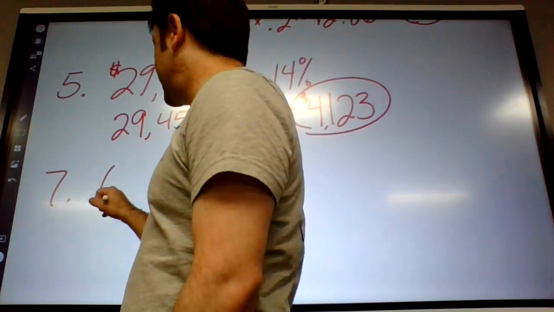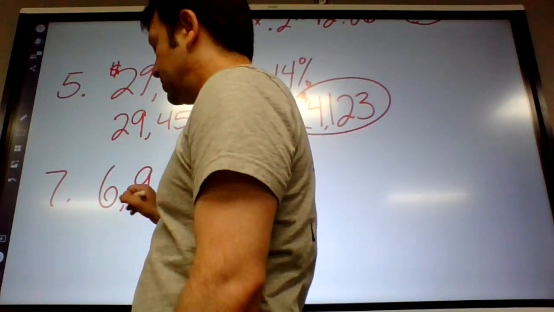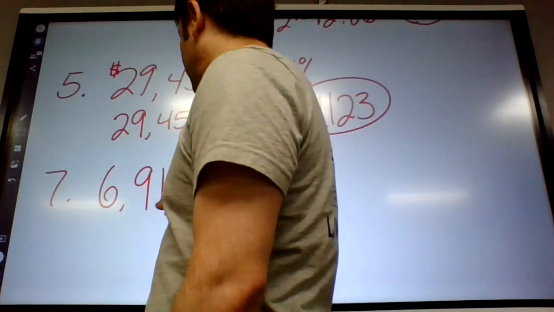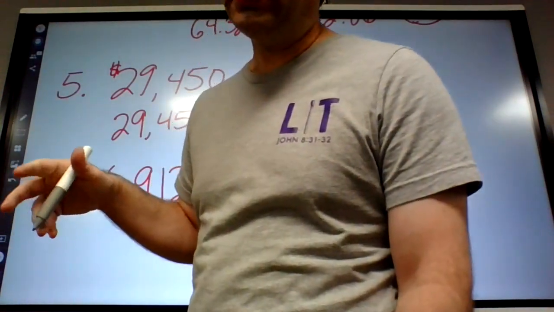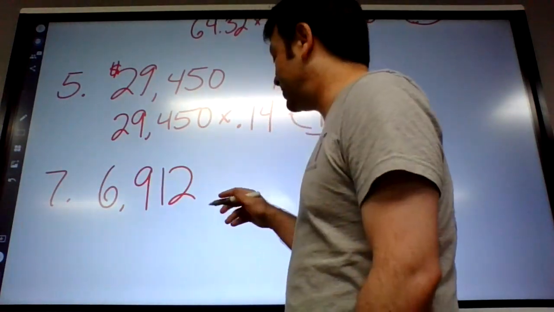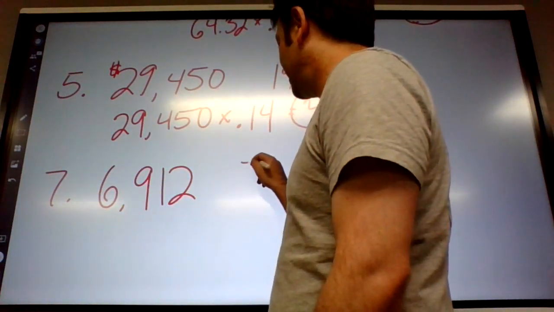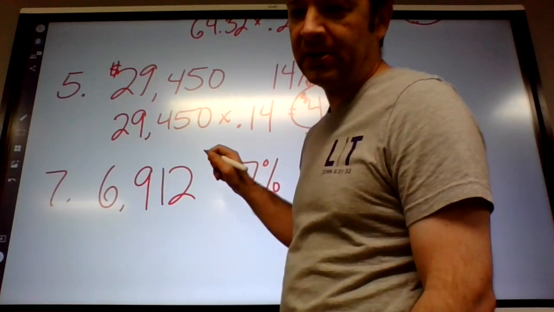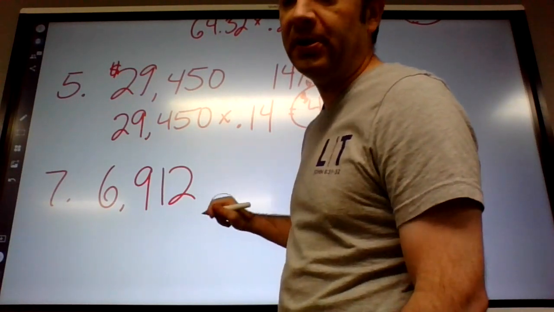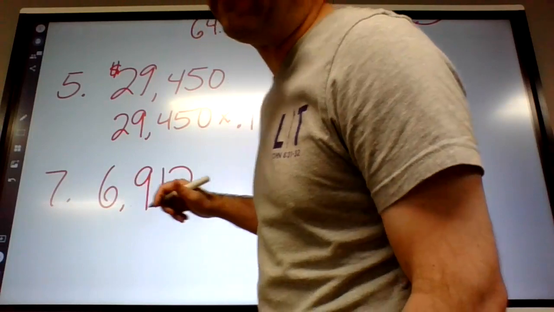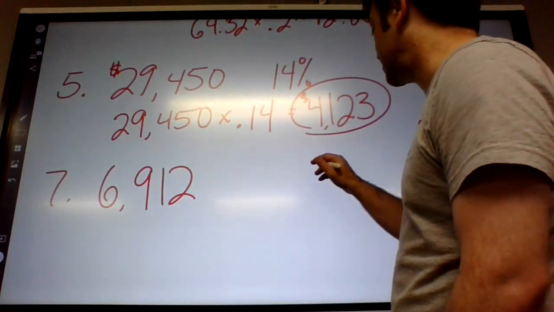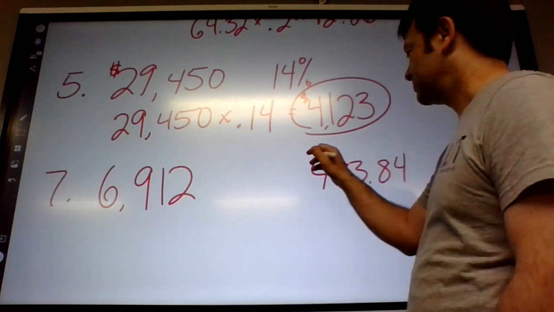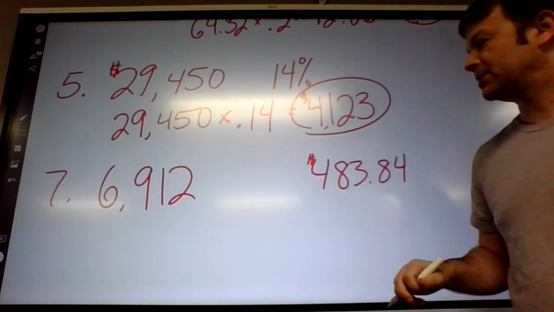This time we got a different blank. We're selling a $6,912 car, a used car, and they're selling it for 7%. Oh no, never mind, that's the wrong line. They get $483.84. I kind of accidentally said the answer.